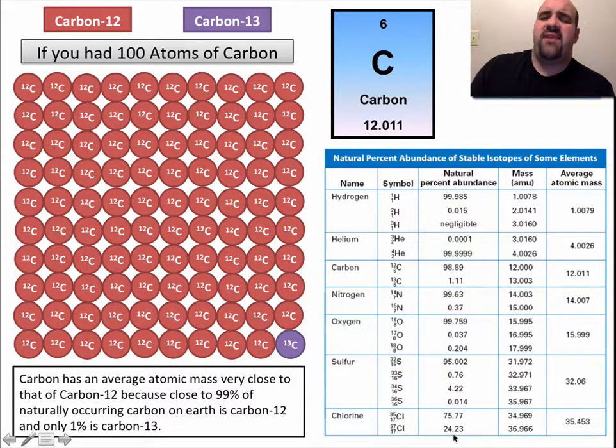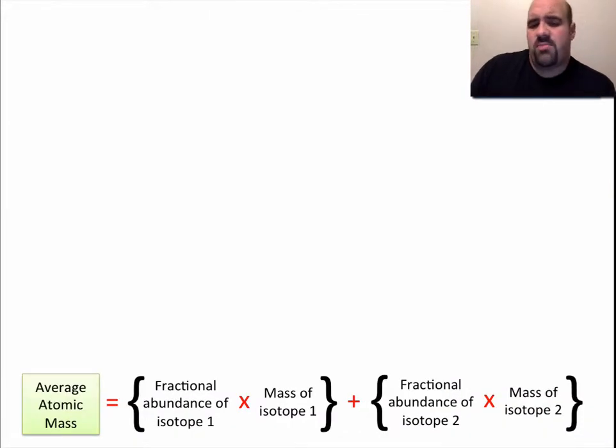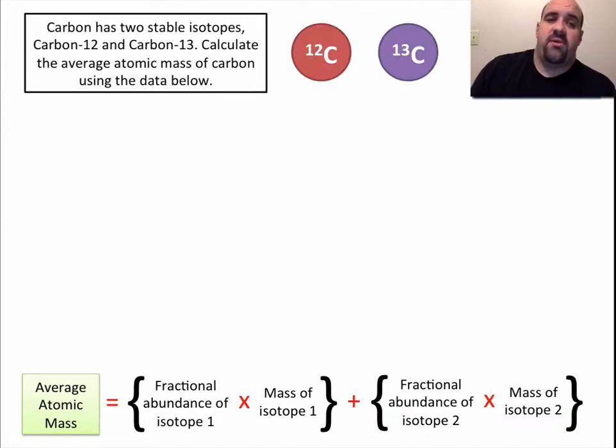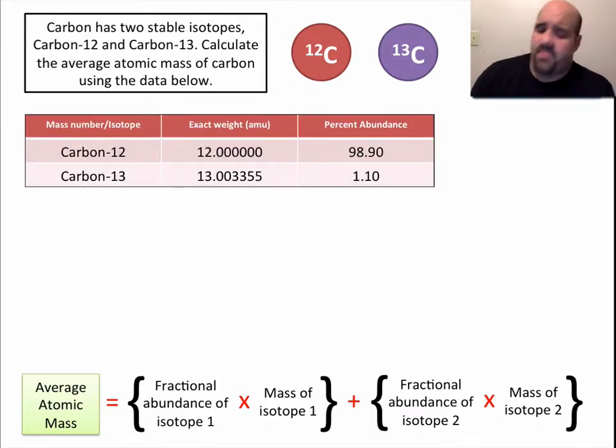But the idea is we have different isotopes, different versions of the same element based on neutron numbers. So how do we calculate the average atomic mass of carbon, which we do already know from the periodic table? Carbon has two stable isotopes, carbon-12 and carbon-13, and we're going to use the data below to calculate it. So carbon-12 has an exact weight in atomic mass units of 12.000 and so on. Carbon-13 has an exact weight of 13.003355 AMUs. And we're given the percent abundances.